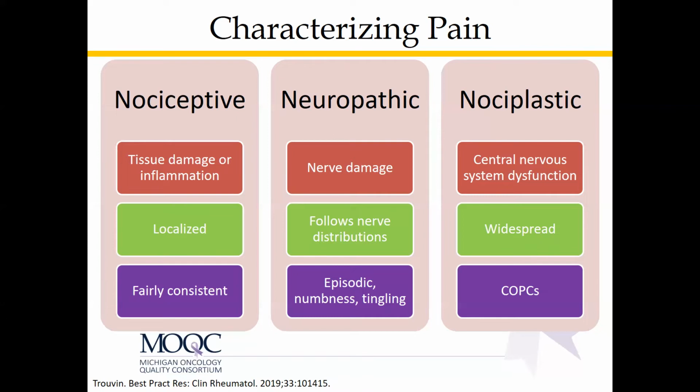We also refer to this as central pain or centralized pain. And this comes about from central nervous system dysfunction. Patients are not able to localize this. It is widespread body pain, and it leads to what are called COPCs, chronic overlapping pain conditions. And there are a number of those, things like fibromyalgia, temporomandibular jaw, vulvodynia, interstitial cystitis, irritable bowel syndrome. And they're called chronic overlapping pain conditions because they generally have the same central nervous system dysfunction, just manifesting in a different part of the body.